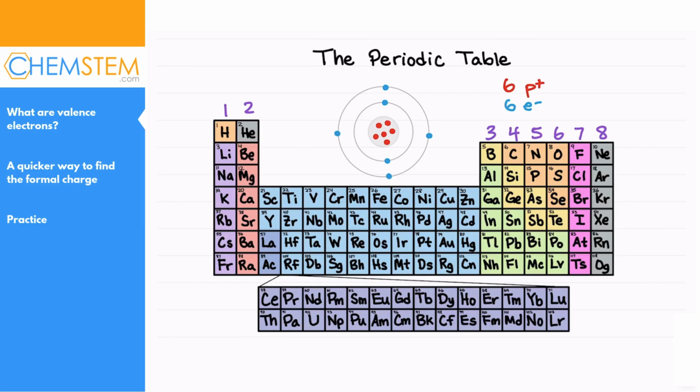So why do valence electrons matter? It's important to be able to determine the number of valence electrons from the periodic table just based on what column or what group an element is in, because valence electrons are the highest energy electrons. They determine a lot of the reactivity and chemical properties of an element.